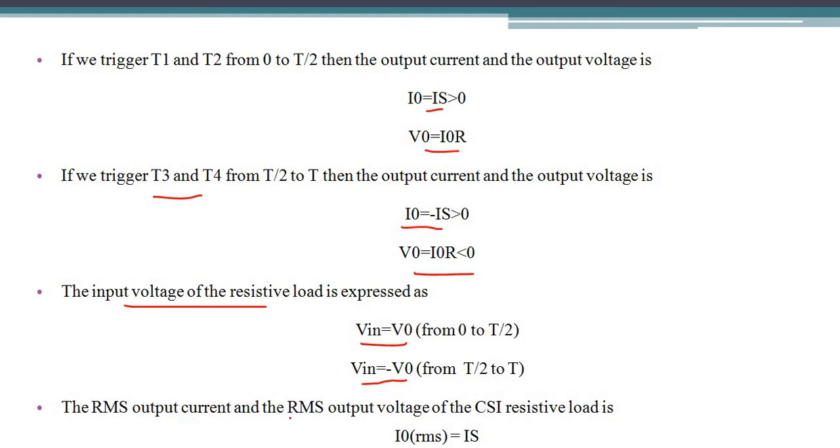So the RMS output current and the RMS output voltage: I0 RMS is equal to Is, and V0 RMS is equal to I0 into R.